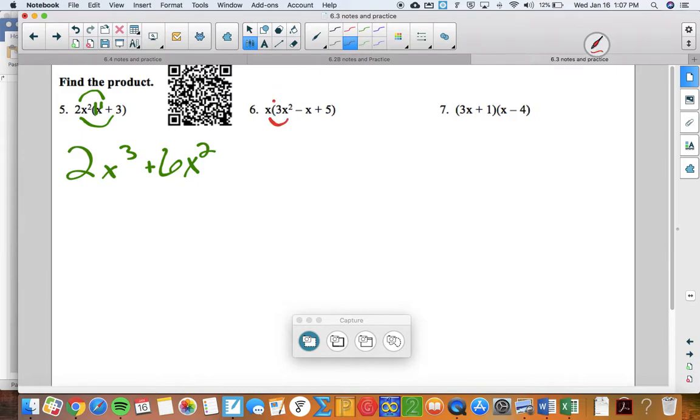Let's multiply here. So we have a 1x to the 1 power. Multiply the coefficients. 1 times 3 is 3. It's going to be x to the, add the powers together, third. Here I have 1x times negative 1x. 1 times negative 1 is negative 1. And then add your powers together. 1 plus 1 is 2, so x to the 2. Last but not least, multiply 1x times 5. That'd be 5x.